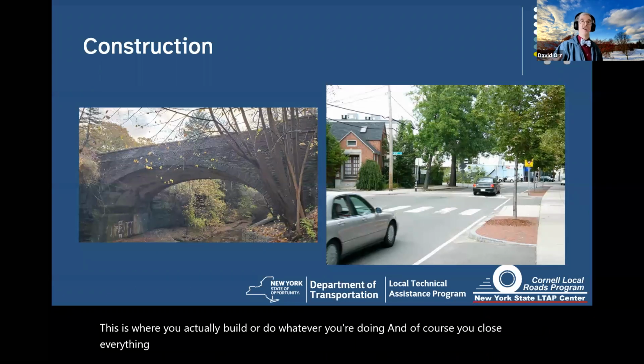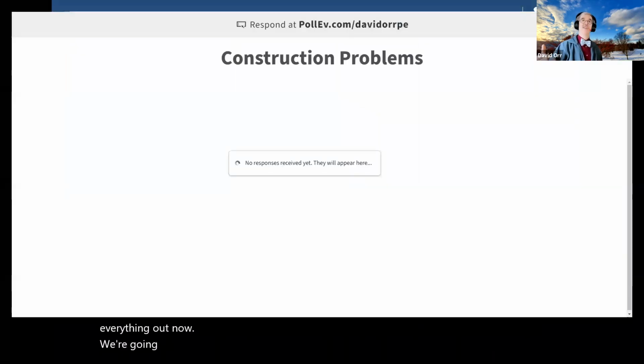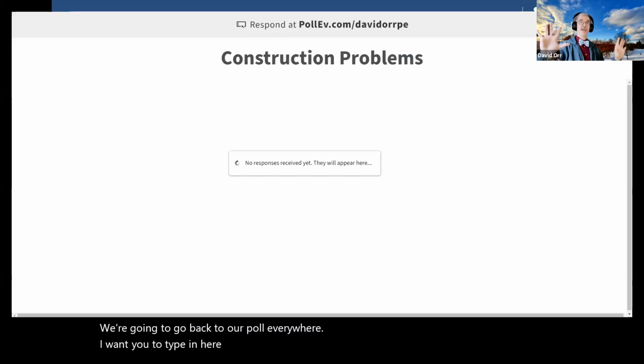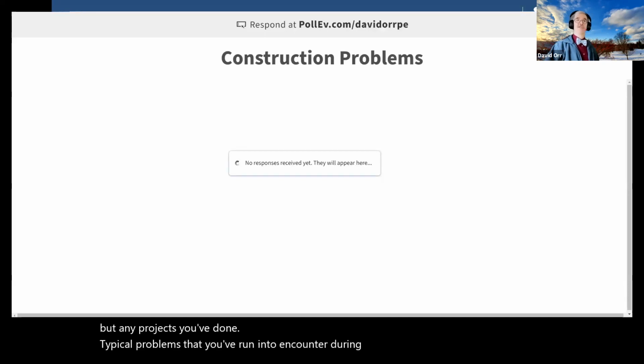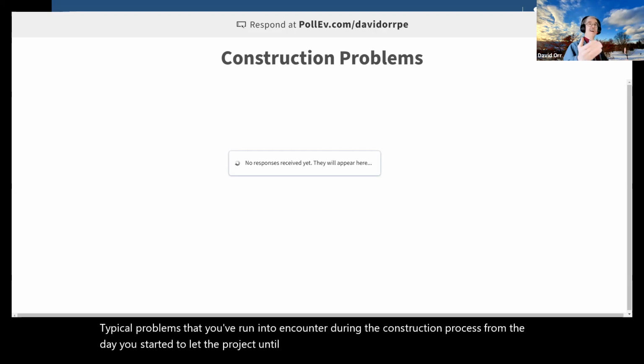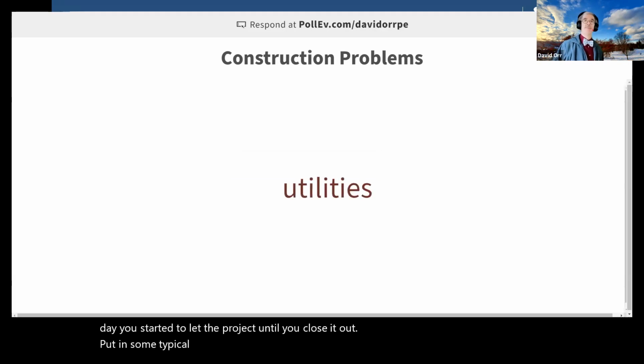Now, we're going to go back to our poll everywhere. I want you to type in here for projects you have done. They don't have to be federal projects, but any projects you've done, typical problems that you've encountered during the construction process from the day you started to let the project until you closed it out. Put in some typical common construction problems you've come up with.